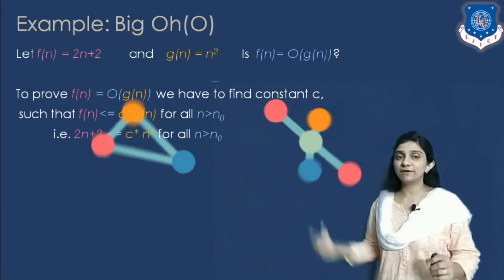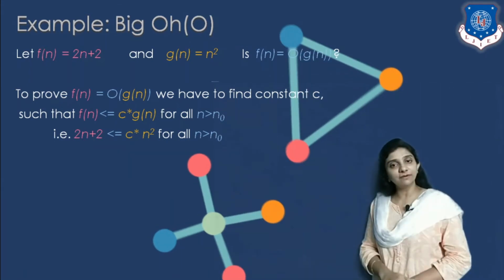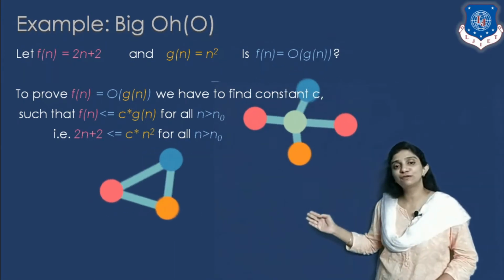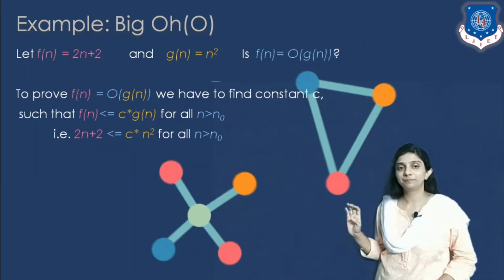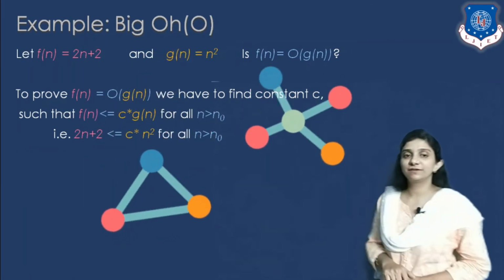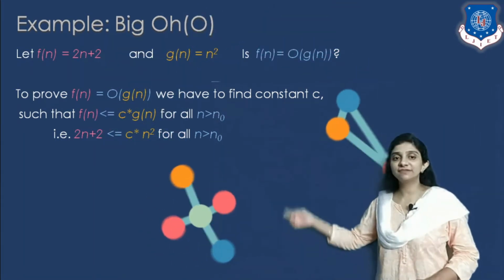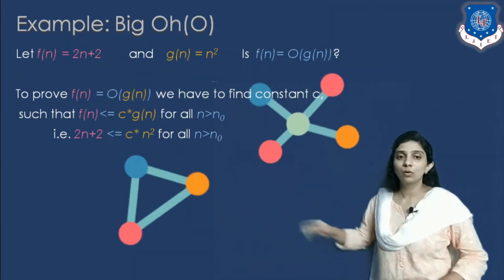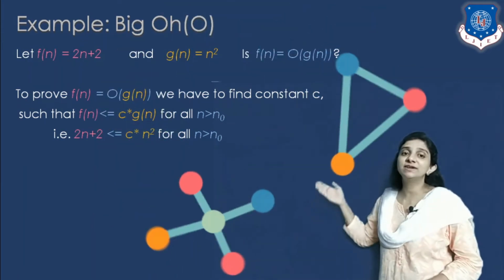That is, in place of f of n we substitute f of n's value, and in place of g of n we substitute the given value. So it becomes 2n plus 2 is less than or equal to c into n squared for all n greater than n naught. So let us try to select the value of c. Now observe your left hand side. The term of n with the highest power is 1, so the degree of the polynomial on the left hand side is 1. While on the right hand side we have the n square term, so the polynomial has degree 2.